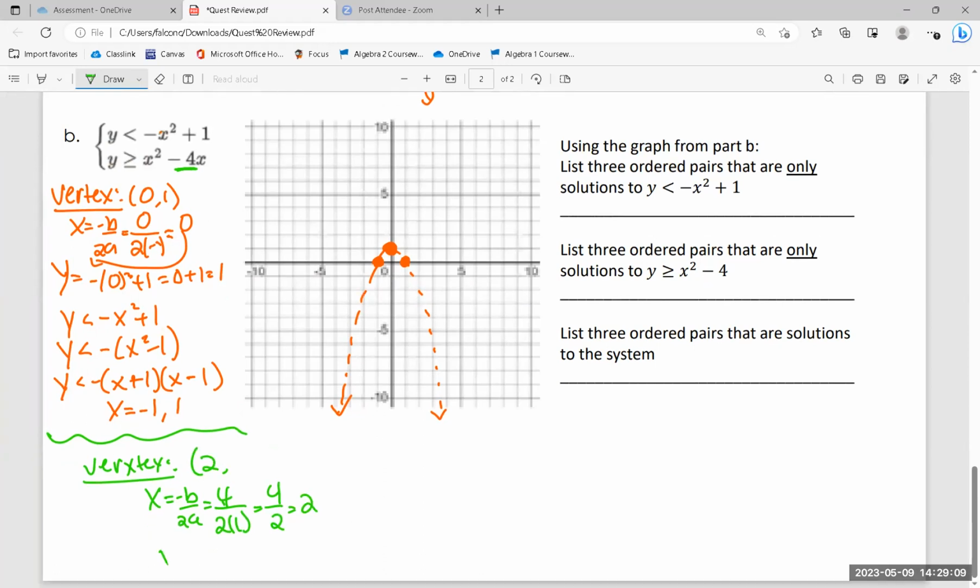All right, so to figure out y, we plug 2 back in to our equation. So we're going to do 2 squared minus 4 times 2. So 4 minus 8, so negative 4. So our vertex is at 2, down at negative 4, so like right here.